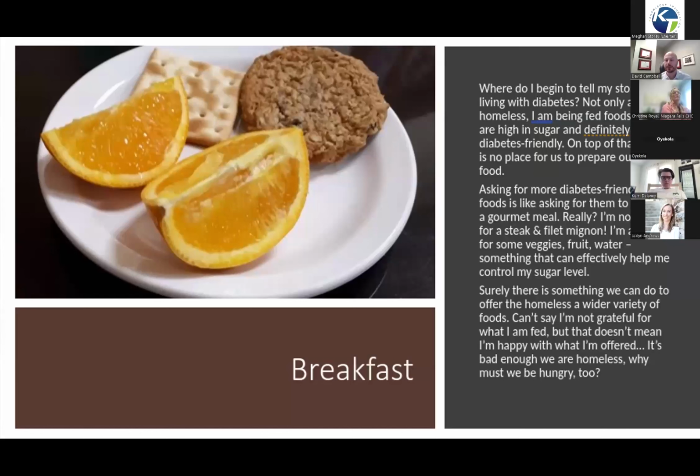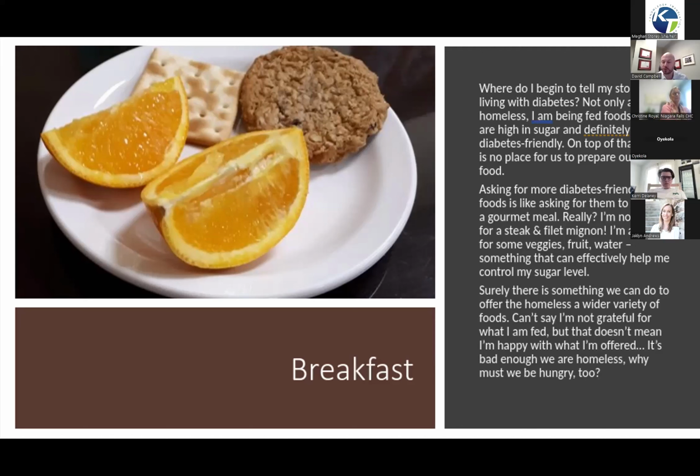And she says, where do I begin to tell my story about living with diabetes? Not only am I homeless, I'm being fed foods that are high in sugar and definitely not diabetes friendly. On top of that, there's no place for us to prepare our own food. Asking for more diabetes-friendly foods is like asking them to prepare a gourmet meal. Really? I'm not asking for steak and filet mignon. I'm asking for some veggies, fruit, water, something that can help me control my sugar level. Surely there's something that we can do to offer the homeless a wider variety of foods. Can't say I'm not grateful for what I'm fed, but that doesn't mean I'm happy with what I'm offered. It's bad enough we're homeless. Why must we be hungry too?